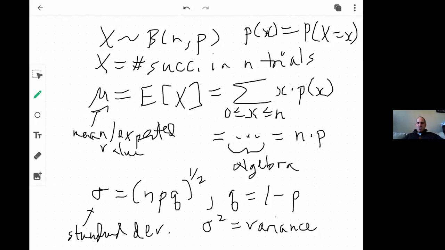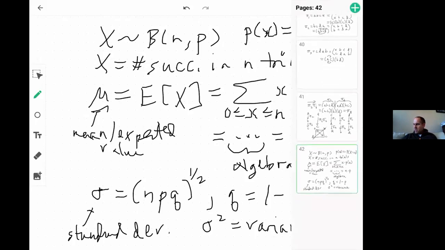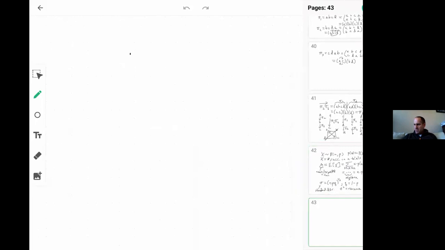Okay, what sigma squared gets at is it actually tries to feel how good of a measure the mean is as representative of all the possible outcomes. It basically measures how much the random variable is tending to fluctuate away from the mean as a probabilistic entity.